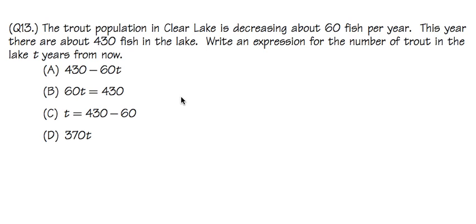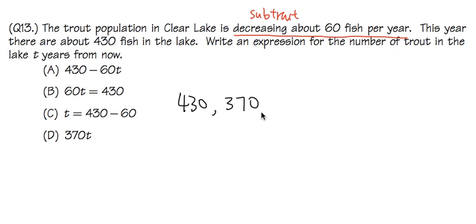At first, we have 430 fish. And then 1 year later, based on what it says right here, the number of fish decrease about 60 fish per year. And the word decrease is associated with the operation you subtract. So next year, I will have 60 fish less. So I will just have to do 430 minus 60, and I'm going to get 370.